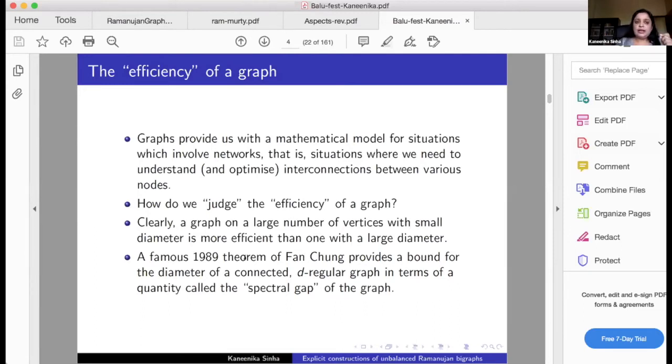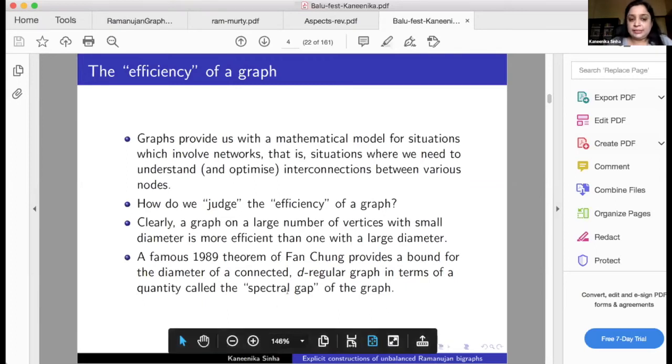understand the diameter. So if you have a graph with relatively small diameter in comparison to the number of vertices, that would be a good graph from a network point of view. So this takes us towards the topic of Ramanujan graphs in the following way.